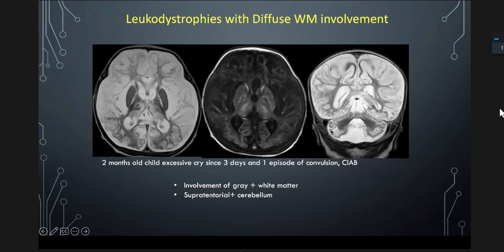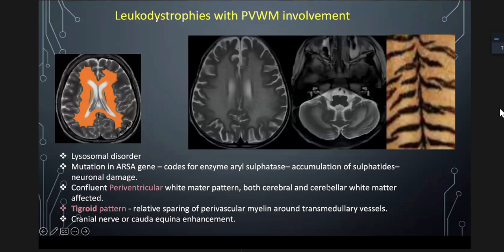Same, if you notice the cerebellum, there is again involvement of the cerebellar cortex plus the deep cerebellar white matter. So when there is involvement of the supratentorial brain plus the cerebellum or the posterior fossa, the deep gray nuclei, then think about molybdenum cofactor deficiency. This is a very close mimicker of HI. So the history of cried immediately at birth is extremely important.